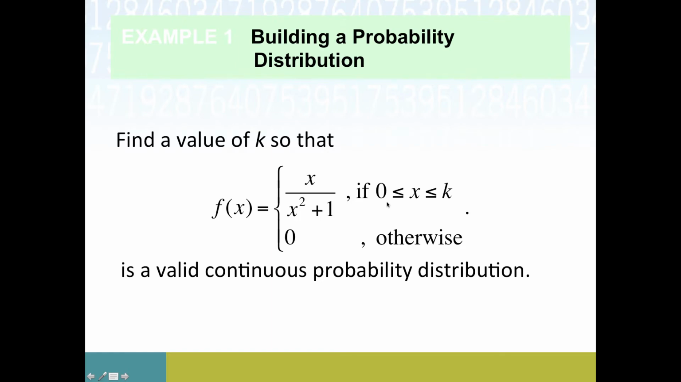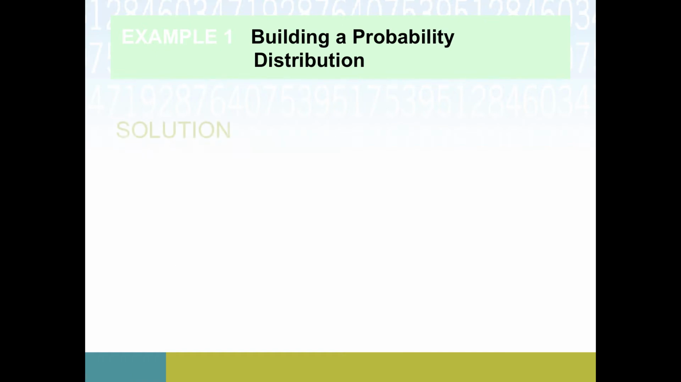So the problem here is that we're being told this is a continuous probability distribution, which is great, but we don't know what the value of k is. So we couldn't actually compute, we couldn't know what values to use yet. So our job is to find k so that this is a probability distribution, which means we need to use those rules we were given in the definition.